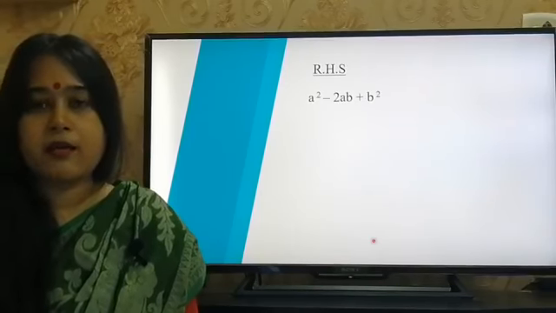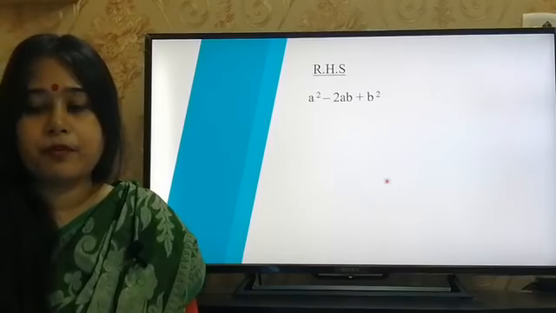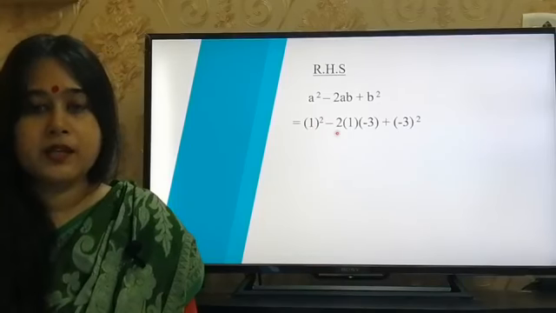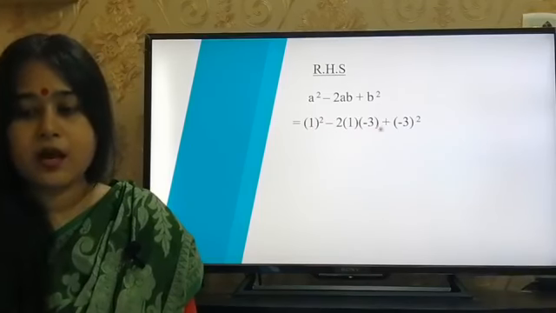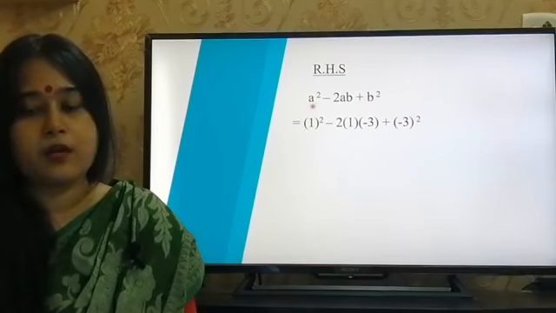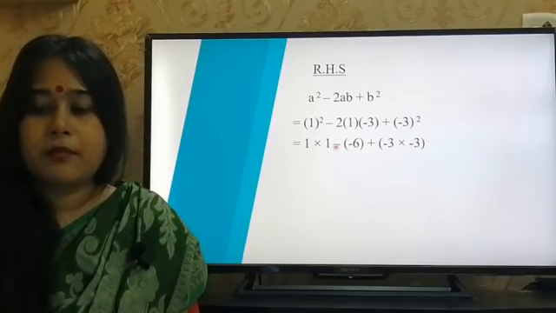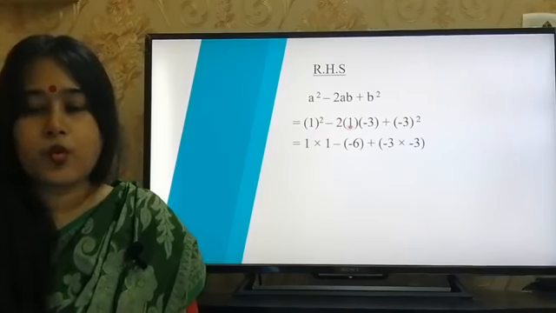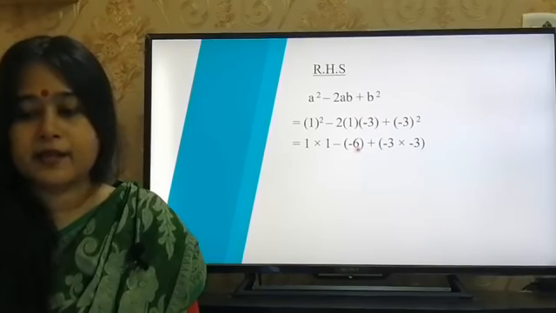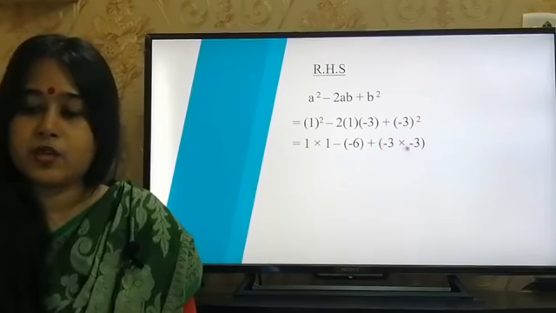The expression on the right hand side is A square minus 2AB plus B square. If we put the values of A and B, we get 1 square minus 2 into 1 into minus 3 plus (minus 3) square. This minus 3 is the value of B and this 1 is the value of A. 1 square means 1 into 1, minus, here we have 2 into 1, that means 2. 2 into minus 3 we have minus 6, plus (minus 3) squared, that means minus 3 into minus 3.